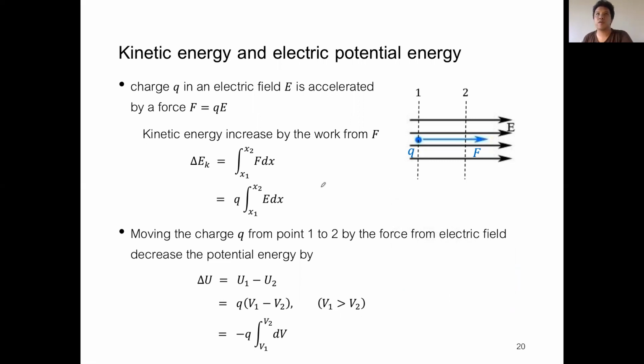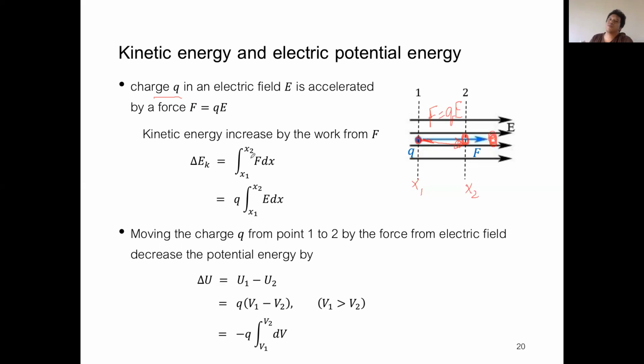We start with a charge Q in an electric field E, accelerated by the force F. Because when we have the charge Q within E, there will be a force F equals QE acting on the charge. Then this force F brings the charge to travel within a distance. Let's say this is distance x1, and this is distance x2, and they move by a distance.